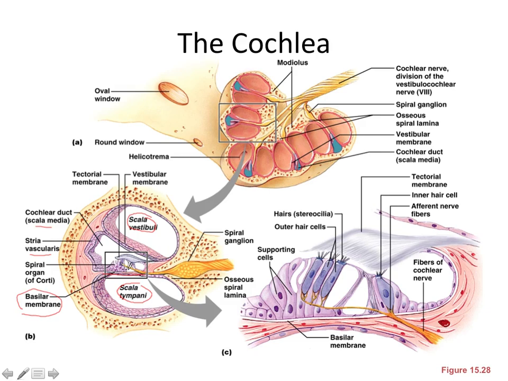The nerve fibers travel out and link together and reach a neuron. This is called the spiral ganglion, which then sends axons to form the cochlear nerve.